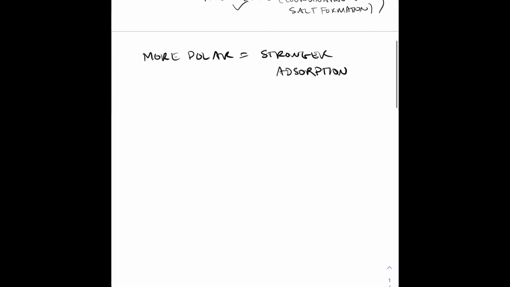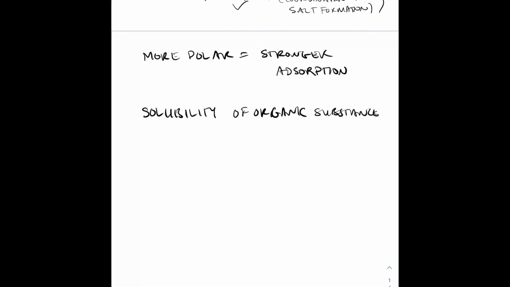Okay? And so basically, that's the discussion with respect to the solid material and the organic material, but there is the mobile phase as well, right? And so solubility is really important. Solubility, and the solubility of the organic substance or molecule, plays a role as well, and so is very important.